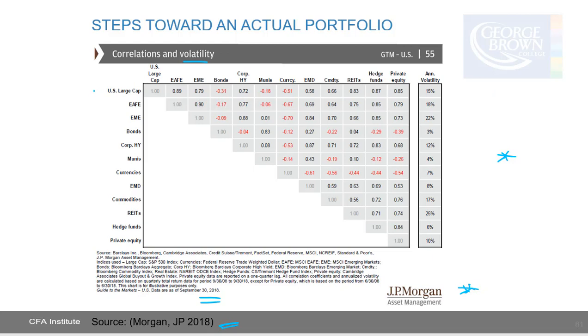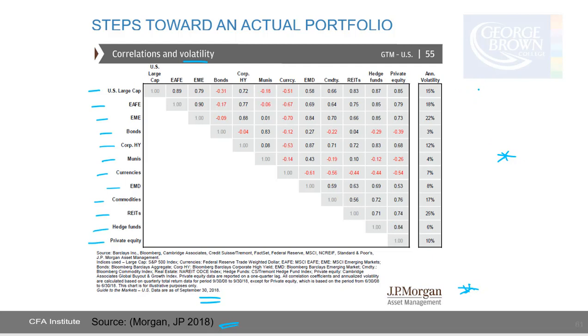So the asset classes are US large cap stocks, Europe, Asia, Far East stocks, emerging market stocks, bonds, corporate high yield bonds, municipal bonds, currencies, emerging market debt, commodities, real estate investment trusts, hedge funds, and private equity. And so here within this box, it's showing the correlations. And on the right hand side, we're looking at the annual volatilities.